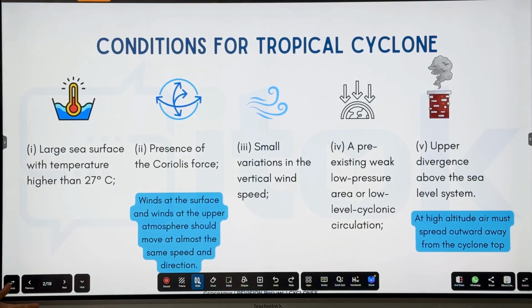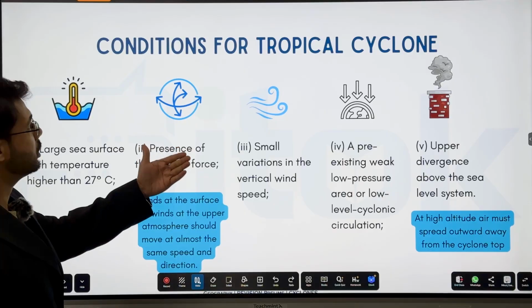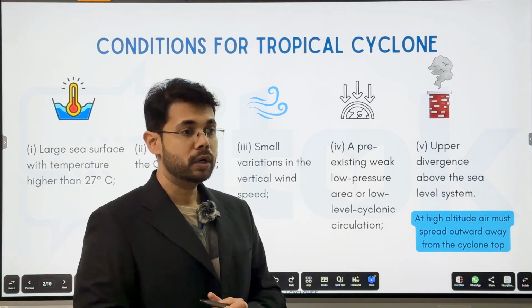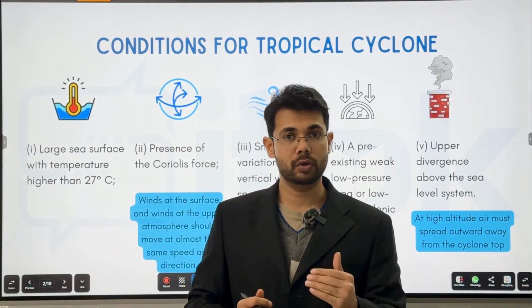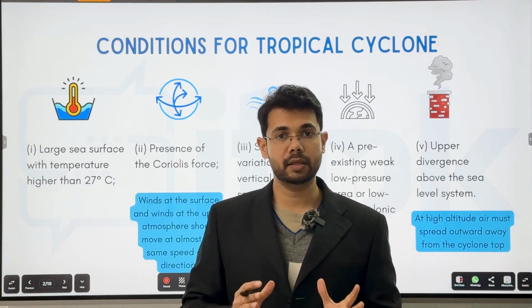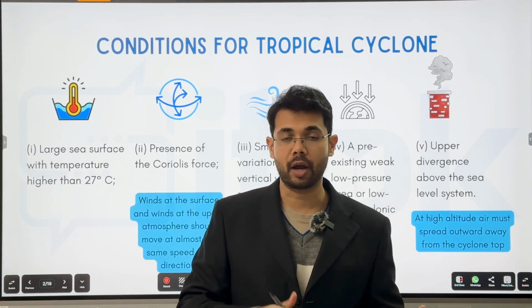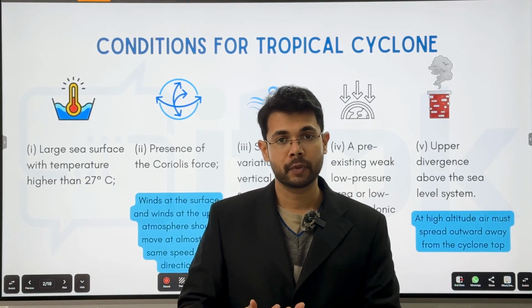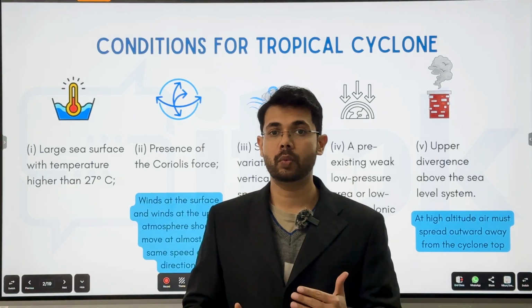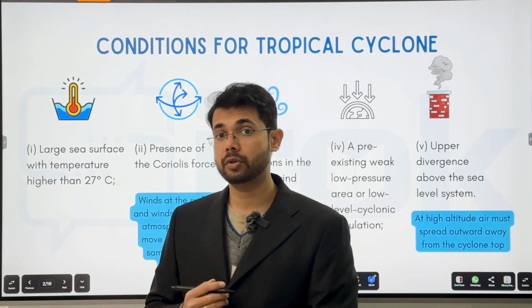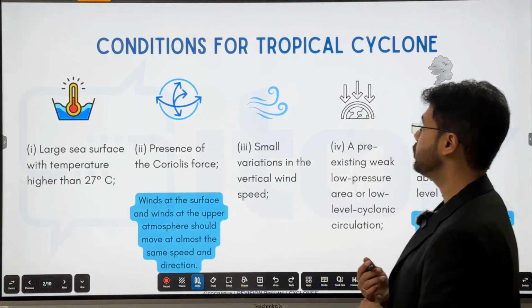Whatever slides we go through, like conditions of tropical cyclone, what is needed is for you to pause, reflect and see how much you remember already and how much you need to retain. This is a revision class for 2026. So let's see about cyclones here. What are the conditions of tropical cyclone?